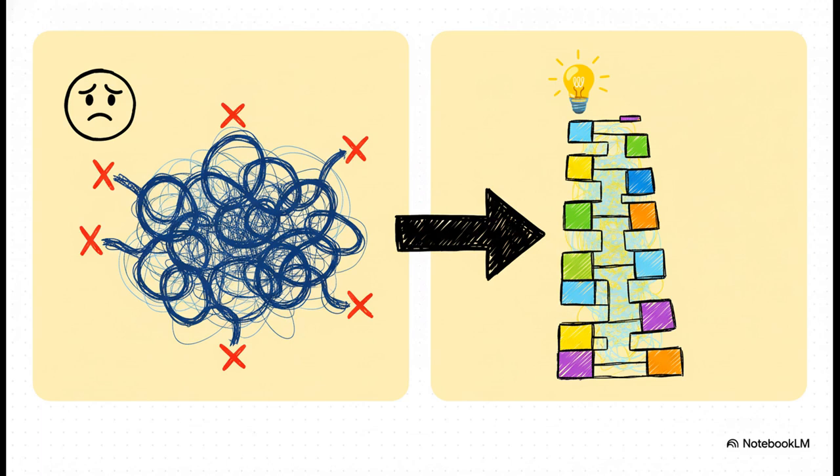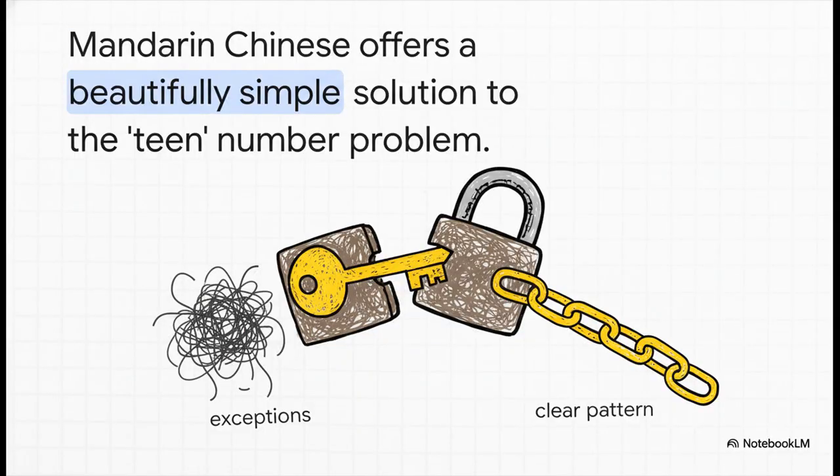What if we had a system that was, well, more logical? Imagine if, instead of 11, we just said 10-1, and instead of 12, we said 10-2. Everything from 10 to 19 would follow the exact same perfect pattern. Well, guess what? That system isn't just a fantasy. Yep, that perfectly logical system actually exists, and we find it in Mandarin Chinese. It just completely throws out all those weird exceptions and replaces them with a crystal clear pattern that is, honestly, so much easier to learn.